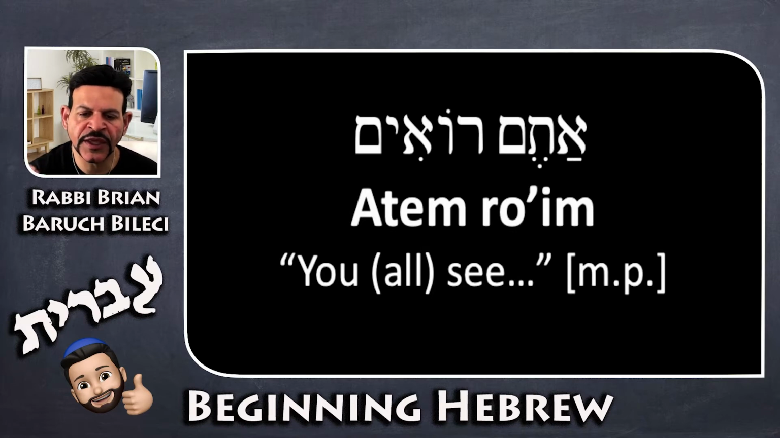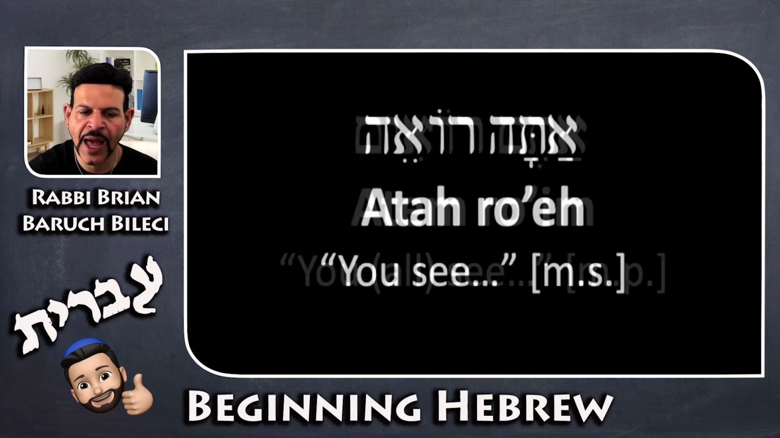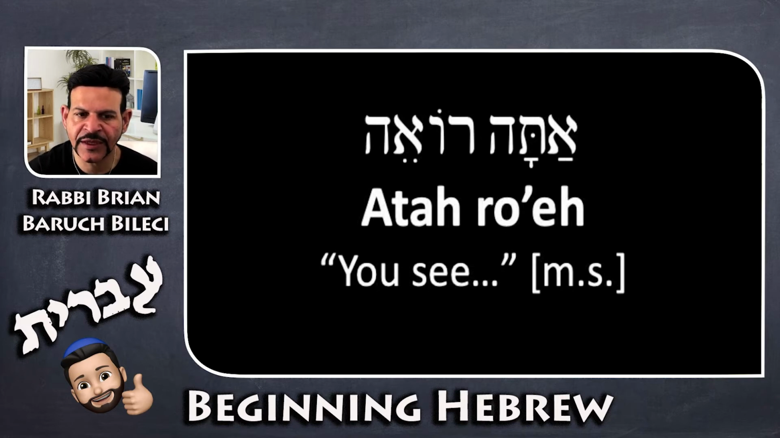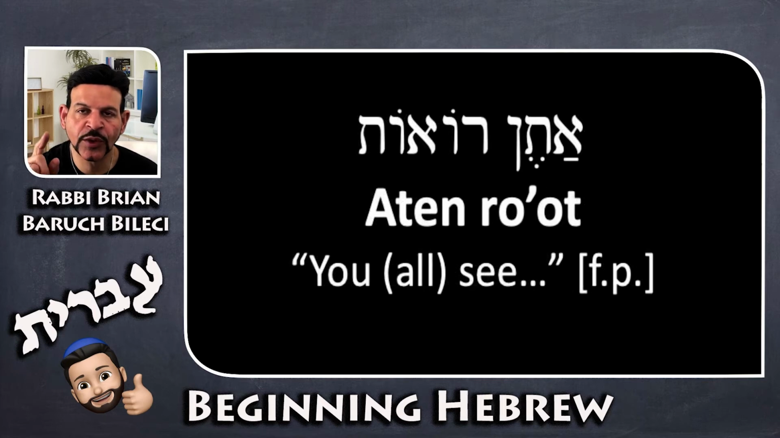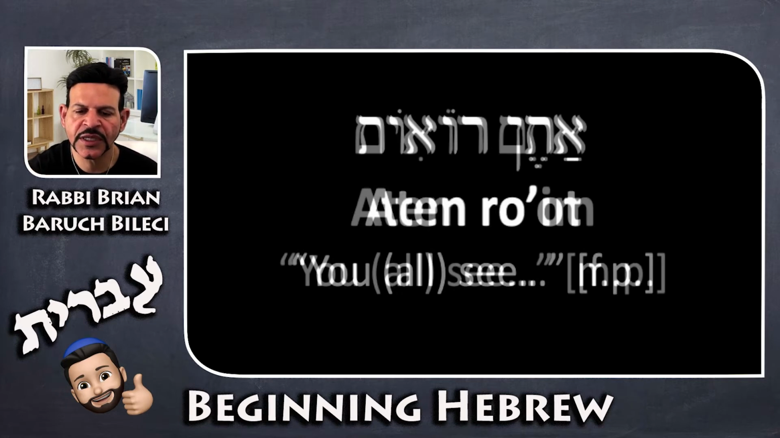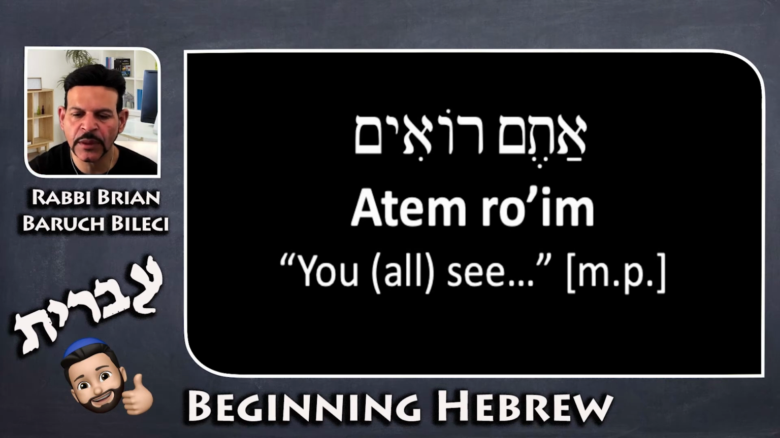And then the suffix at the end of atem. Remember we went from ata, which has a hey at the end of ata for you. The hey changes to a Mem Sofit that we see in Shalom. So it's atem. That's always going to be for the masculine plural. But for the female, we'll change it to a Nun Sofit, aten. Aten ro'ot versus atem ro'im.